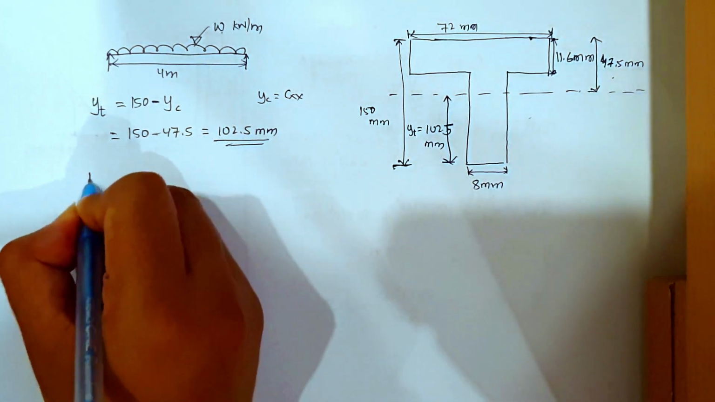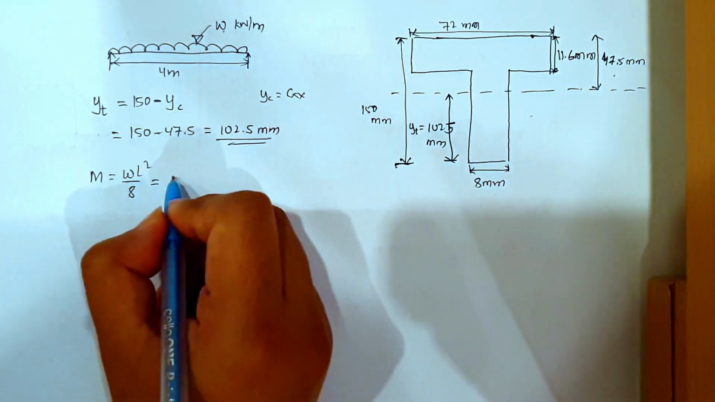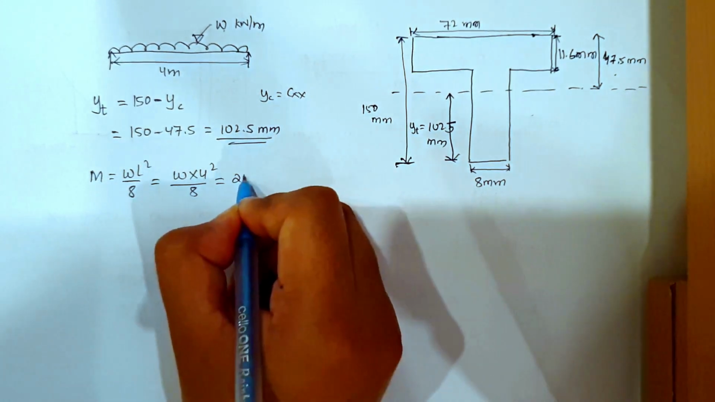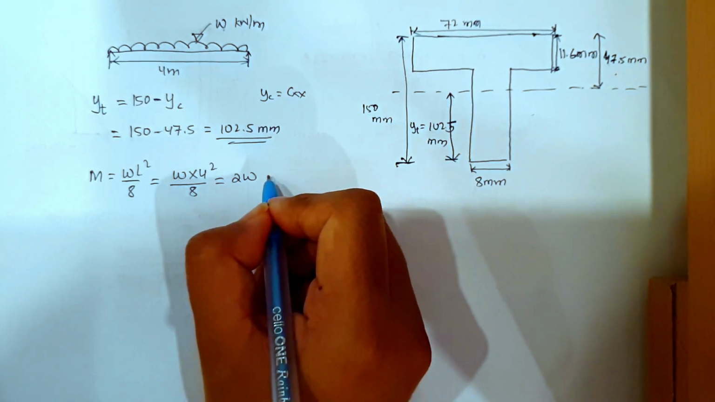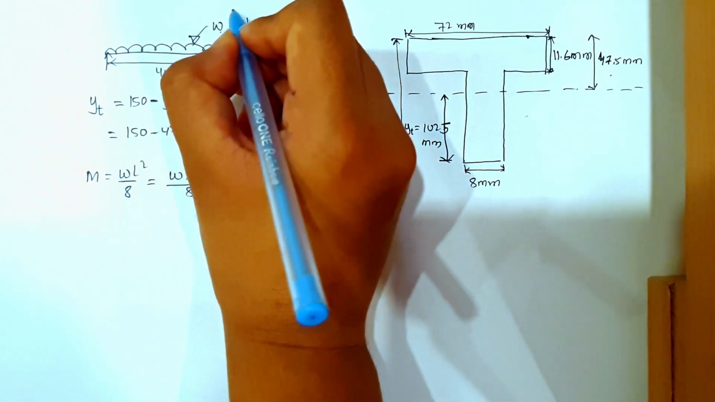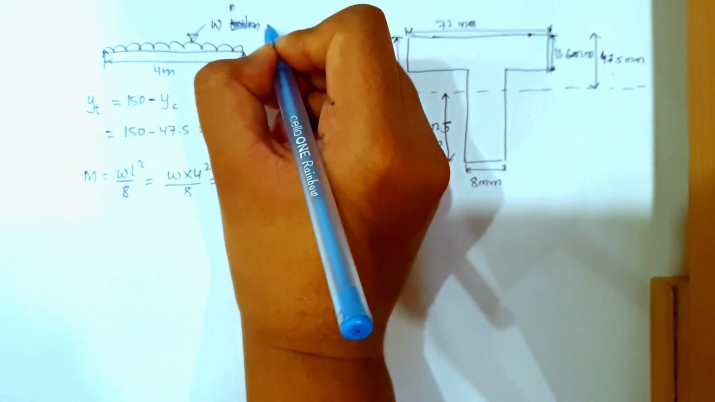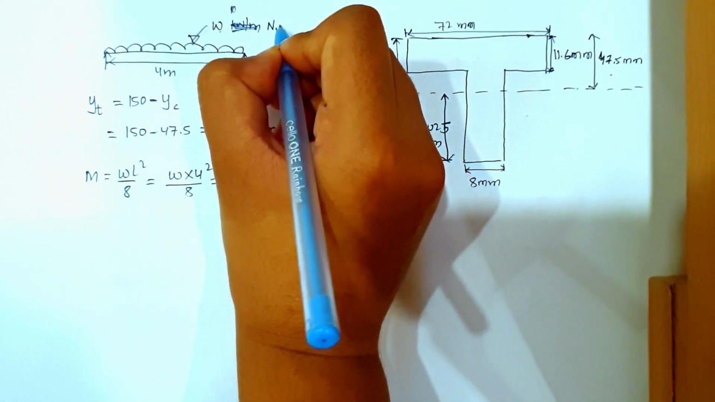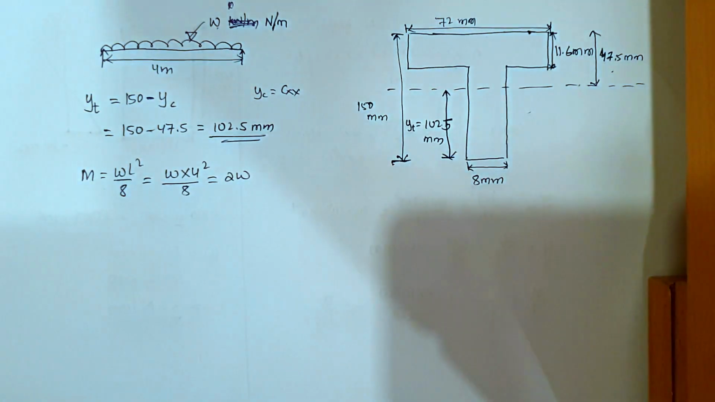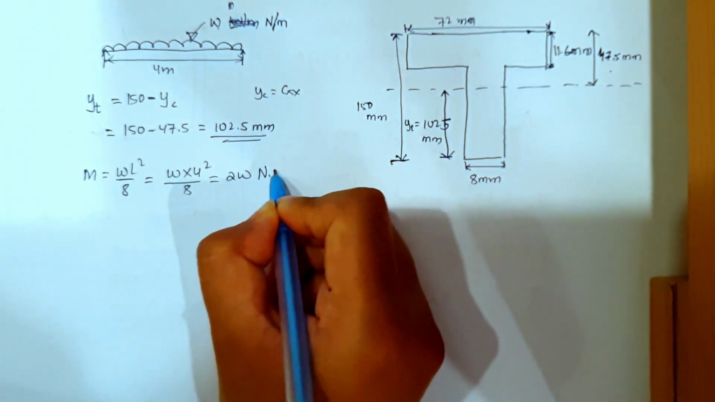Now from here, the maximum moment will be equal to WL square by 8. Now we do not know the value of W, so we'll keep it as it is. L is 4, so 4 square divided by 8 will give you 2W. Instead of kilonewton meter, we solved kilonewton meter earlier too, so let me keep its intensity as newton per meter. So from here your moment will be in newton meter.